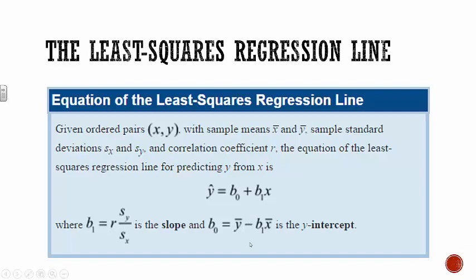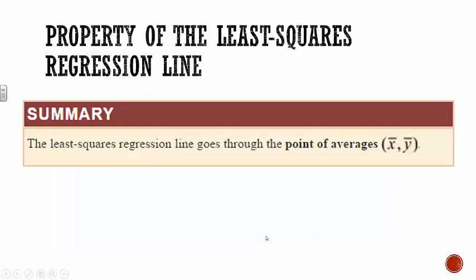Guys, I know this looks crazy, with all the b's and the x's and the y hat, but truth be told, it's the same thing that you've been doing for many years of math. Y equals mx plus b. M was your slope, b was your y-intercept. It's the same exact thing, just written a little bit different.